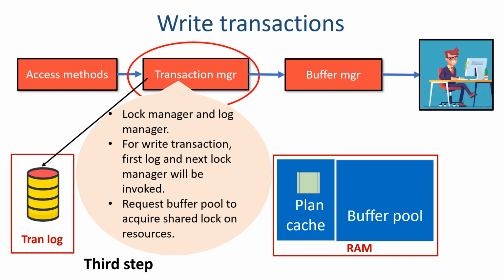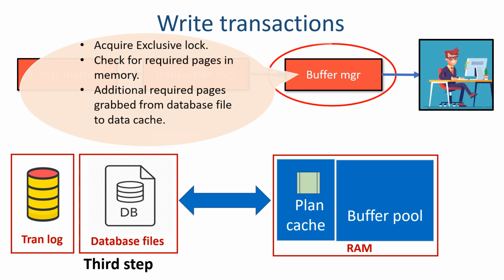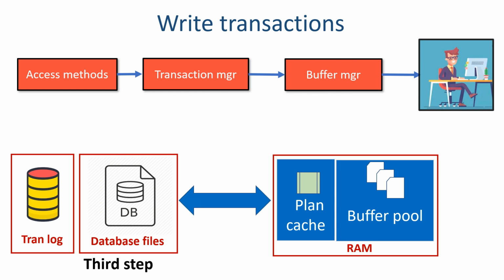Because for the read transaction we are not modifying any data pages inside the buffer pool, and we are not doing any modifications to the tables. So that's the reason the transaction manager doesn't invoke the log manager part of it, but it will invoke the lock manager part of it, and it will request the buffer manager to put a shared lock on the resources that the buffer manager needs. Now, why shared lock? Because it is a read transaction and we are not making any modifications to the tables, so we don't need any exclusive lock.